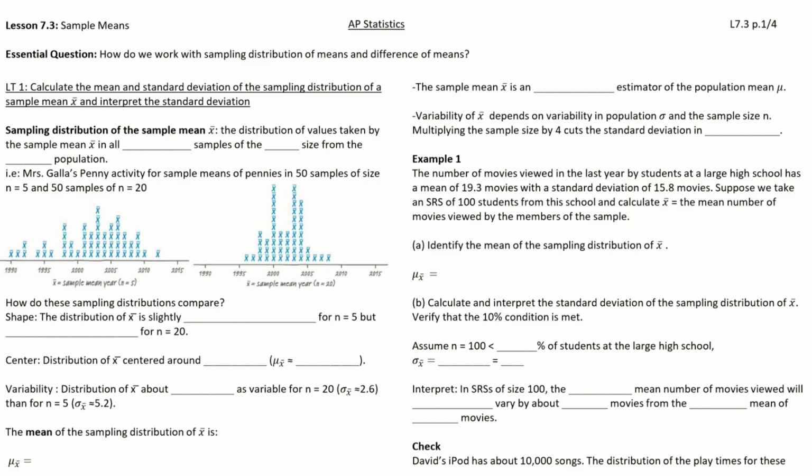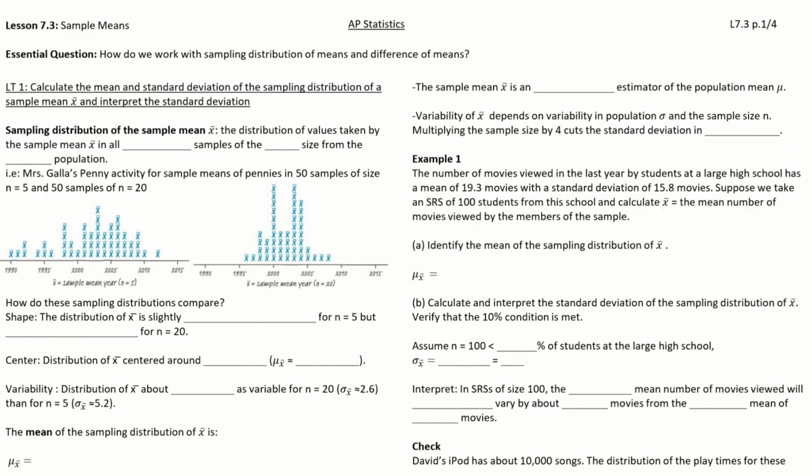So our essential question: how do we work with sampling distributions of means and difference of means? This is what we're going to focus on, the mean and the difference of means, as we work with sampling distributions. Learning target 1: calculate the mean and standard deviation of the sampling distribution of a sample mean x bar and interpret the standard deviation.